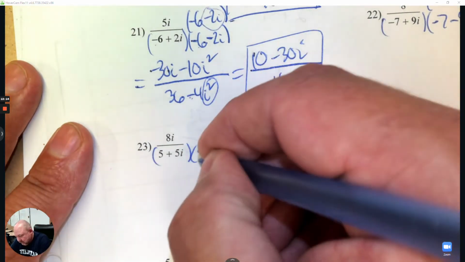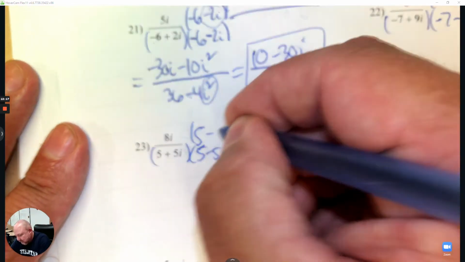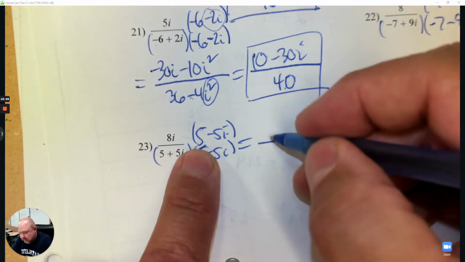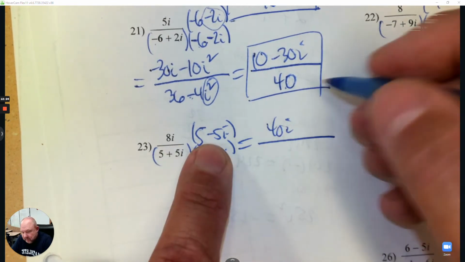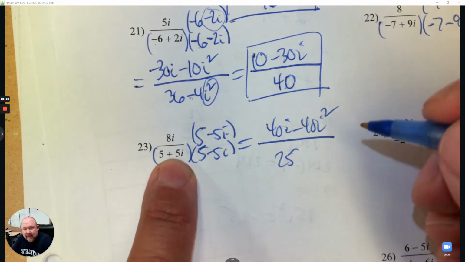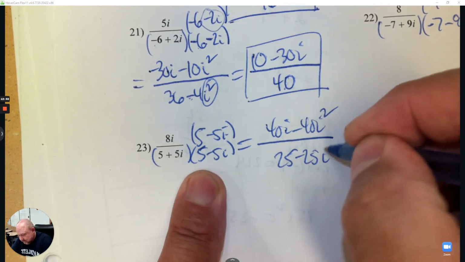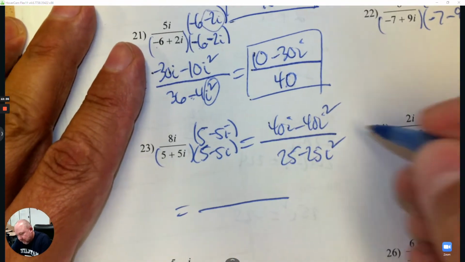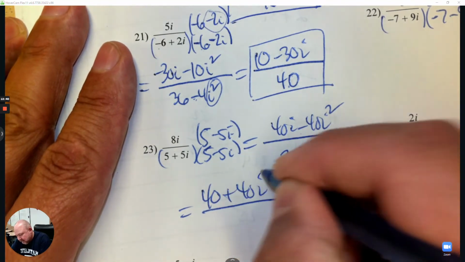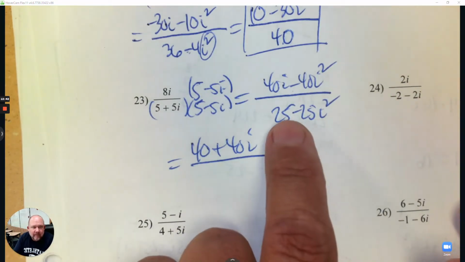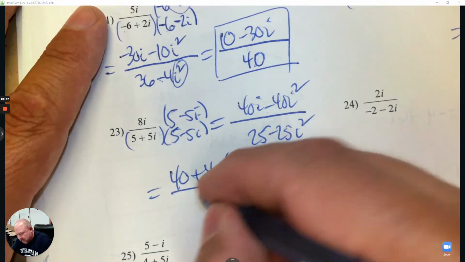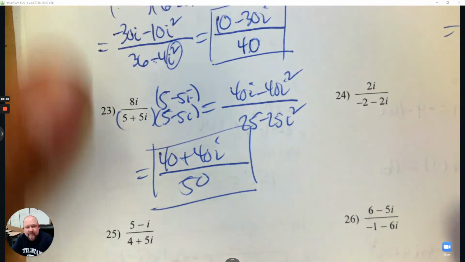Use the conjugate again. So 5 subtract 5i. So 8 times 5, 8 times negative 5, and then 5 times 5, and 5 times negative 5. So the i squared makes that a positive 40 plus 40i. And then on the bottom, the i squared makes it a positive 25. So you add it together and it's 50. You don't have to reduce it down.